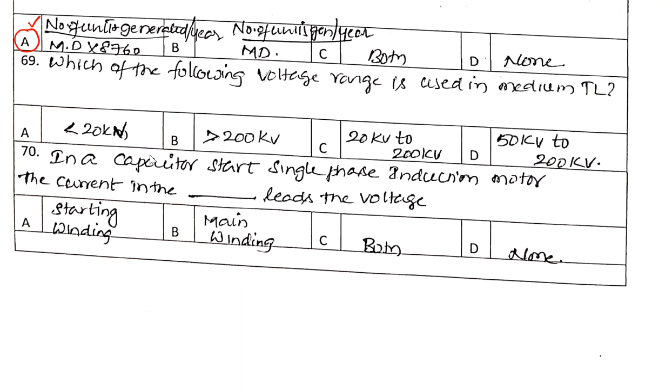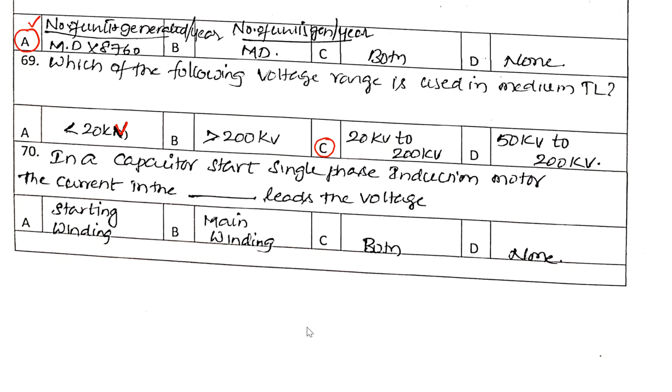Next one, which of the following voltage ranges is used in the medium transmission line? Options are A, less than 20 kilovolts, B, greater than 200 kilovolts, C, 20 kV to 200 kV, D, 50 kV to 200 kV. So the answer is, for a medium transmission line it is 20 kV to 200 kV. For long transmission lines, more than 200 kV. For short transmission lines, up to 20 kV. Okay, the answer is C.